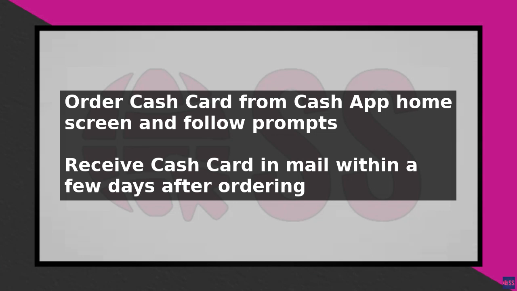To activate your card, open the Cash App, select the Cash Card tab, and tap Activate Cash Card. You will then be prompted to enter the CVV code and expiration date of your card to complete the activation process. To use your Cash Card, you can simply swipe, tap, or insert it at any merchant that accepts Visa.